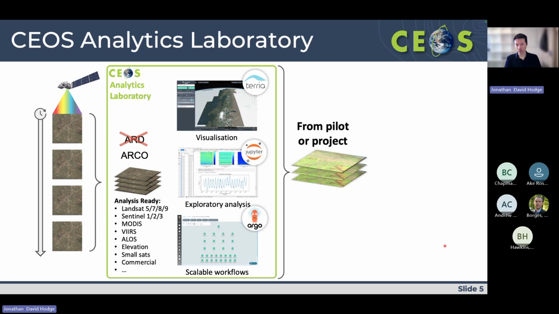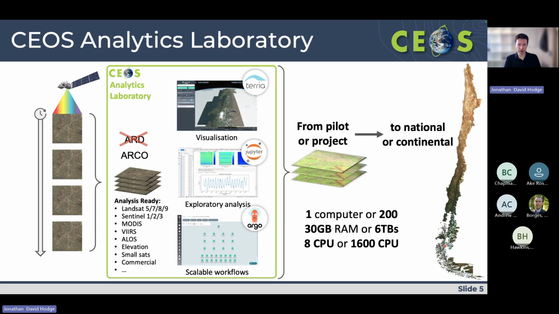And that lets us go from a pilot scale. A user in the system working in Jupyter can work at very small scale and just look at 1 year of data or a small pilot area, and then scale it up to continental scale. And to do that, we can use a single computer, or we can scale up to use 200 or 1,000 computers. So that is what lets us move from very small scale to national or continental scale.